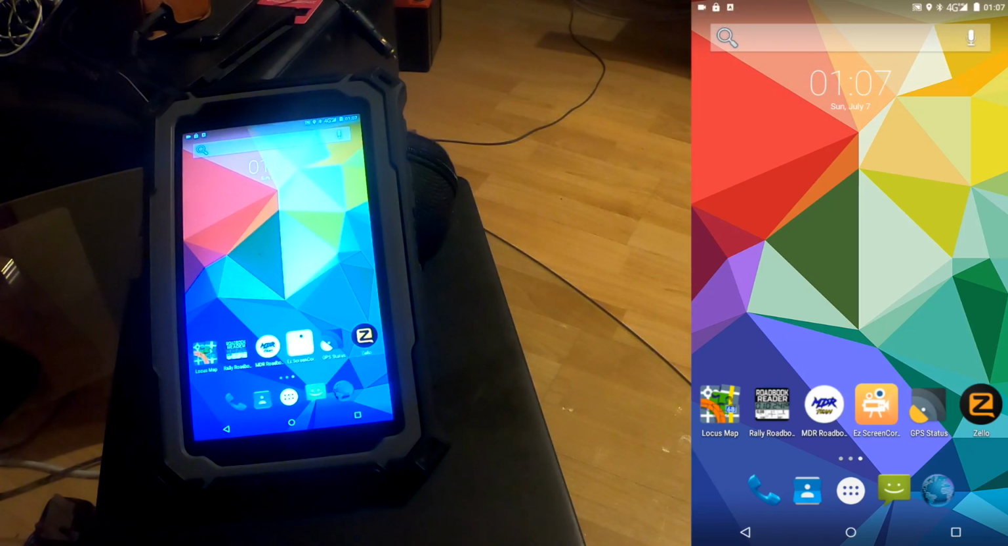Hello everyone. As promised, I'd like to show you two current applications for Android which can be used for rally roadbook writing. When you do research on the internet, you will find more than those two.